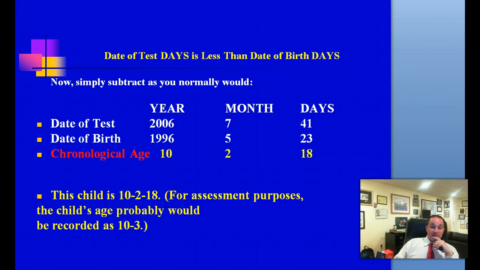Our date of test months is 7. Our date of birth months is 5, so 7 minus 5 is 2. And our date of test year is 2013, our date of birth year is 2003, and 2013 minus 2003 is 10. So this child is 10/2/18, or 10 years, 2 months, and 18 days old. And again, for assessment purposes, the child's age will probably be rounded up because 18 is 16 or higher, and therefore we would record 10/2/18 as 10 years, 3 months old.